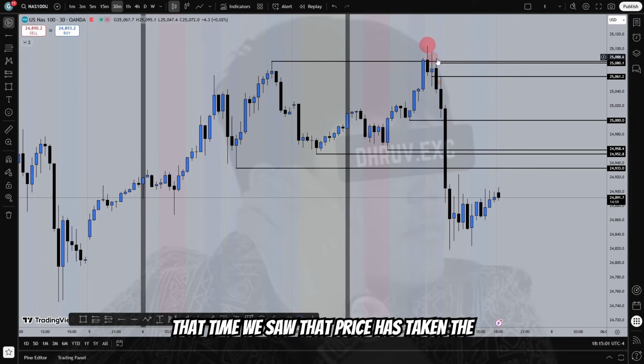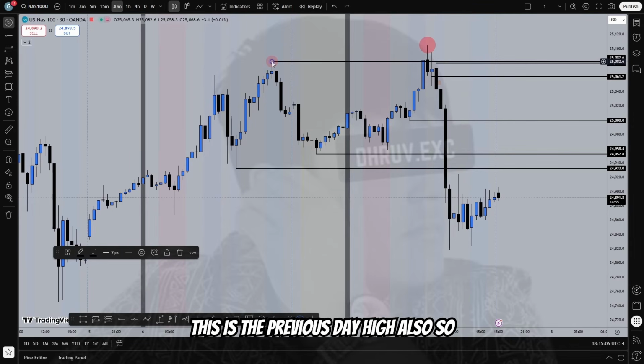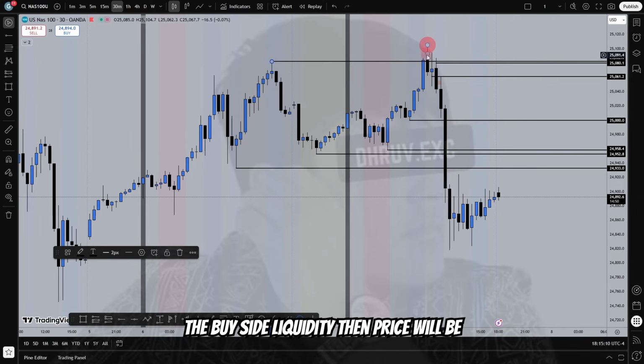At that time we saw that price has taken the buy side liquidity from here, right? And this is the previous day high also. So what's above the previous day high? Buy side liquidity, right? So if it has taken the buy side liquidity, then price will be going to take the sell side liquidity after some time, right? So now our short-term bias will be bearish.